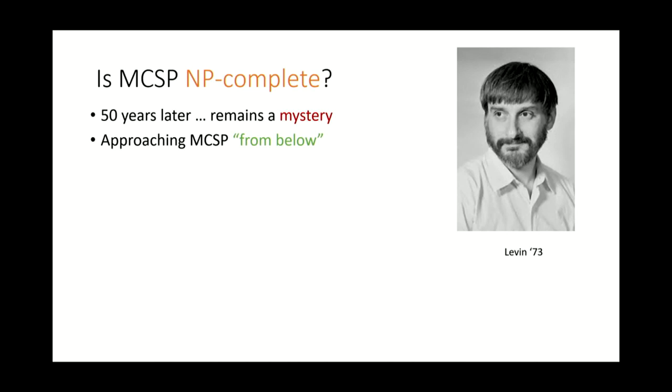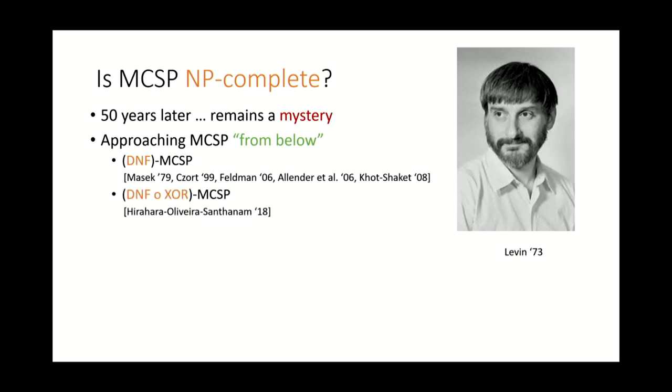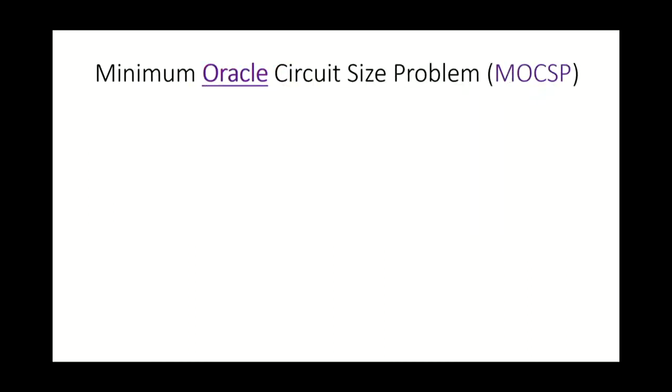In light of the fact that we haven't really been able to understand the complexity of MCSP, a natural strategy has been to try and approach MCSP from below. That is, try and prove hardness for restricted classes of circuits that we understand better. And there's been some success here. A long line of work has shown that DNF MCSP is hard to approximate, and recently it's been extended to the depth 3 case of DNF-XOR circuits. What I want to focus on in this talk is actually an approach from above, which doesn't really seem to make sense at first, but here's what I mean.